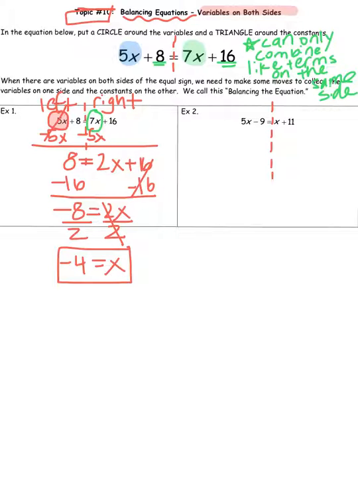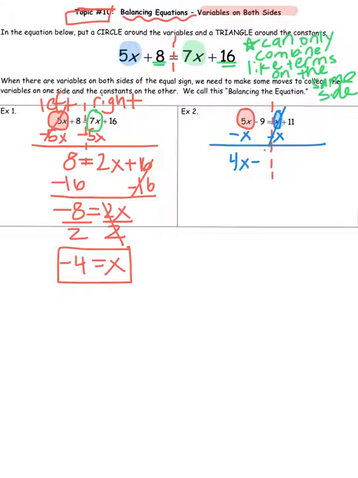Alright, let's look at the next one. I'm going to, again, look at where I have x's. I have an x on the left, a 5x, and I also have an x on the right, a 1x, sorry. So now my x on the right is smaller than my x on the left. So I'm going to pick on the smaller one. I'm going to subtract x to get rid of it, and I'm going to subtract x over here. That leaves me with 5x minus x, which is 4x.